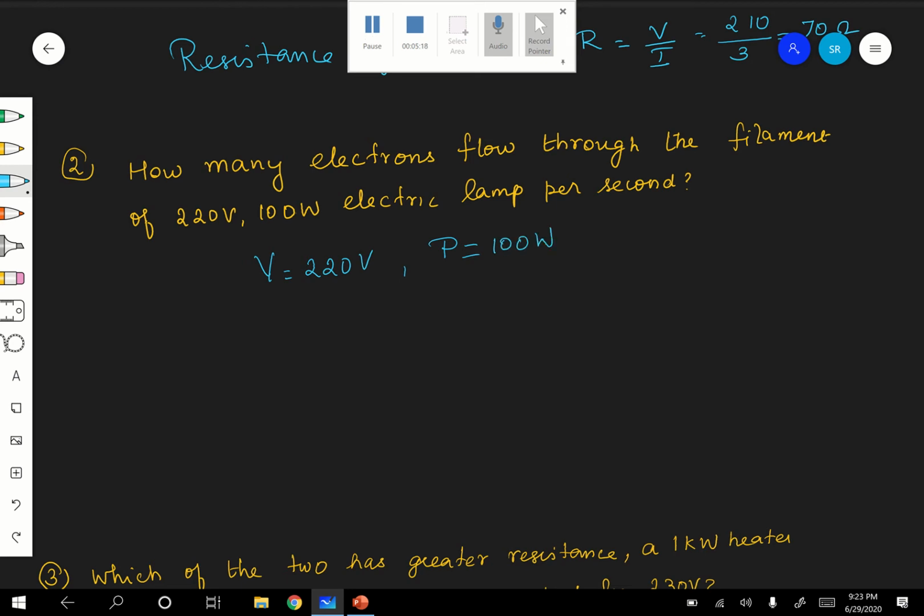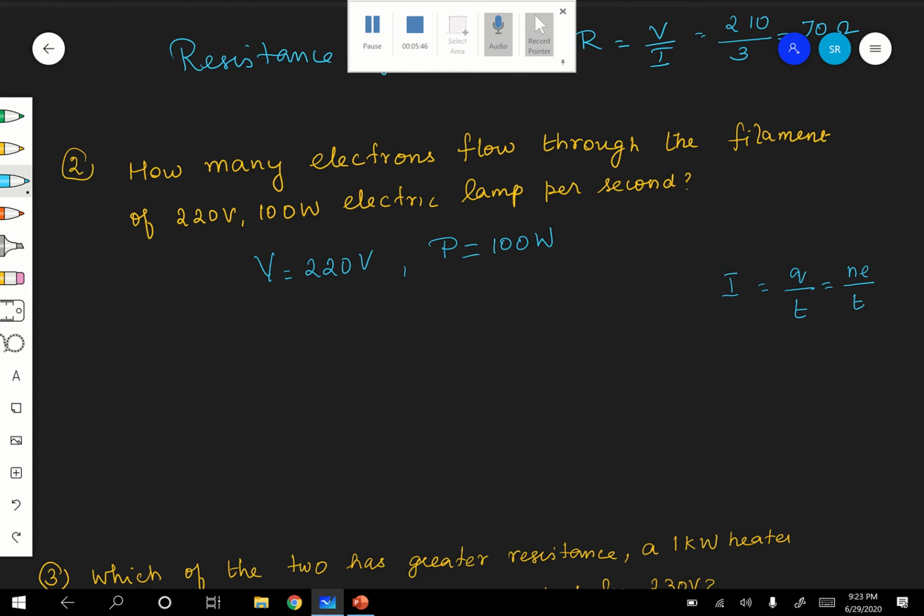You are asked to find out how many electrons flow through. First you have to find out the current. Because you are asked for how many electrons, current is equal to Q by T. What is Q? Q is equal to N E, so current is equal to N E by T.